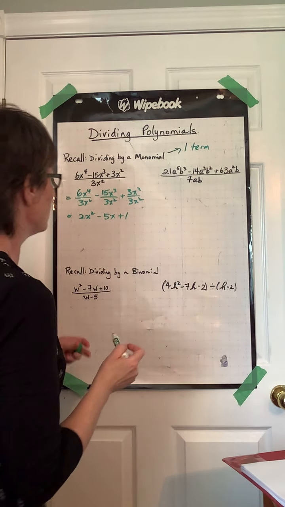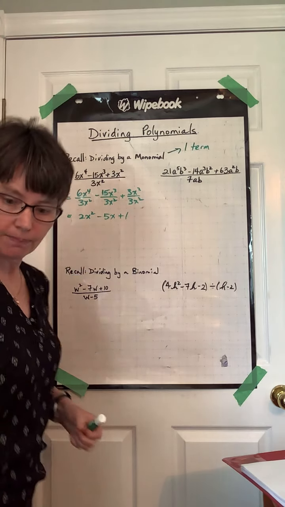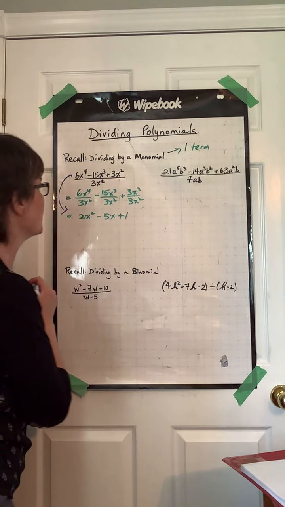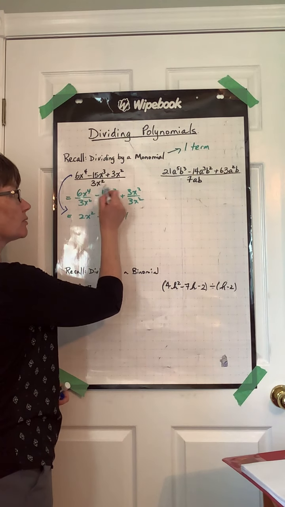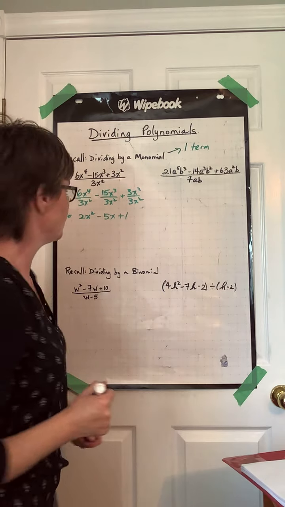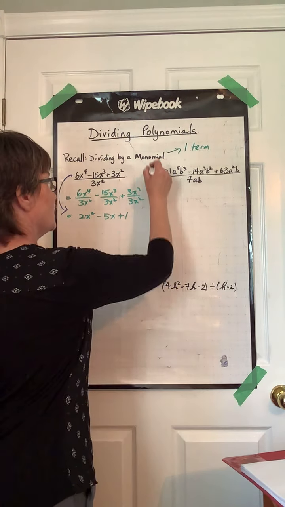Okay, now you can also go directly from here to this step if you wish, but you're thinking about this 3x squared dividing into each of the terms of the numerator above.